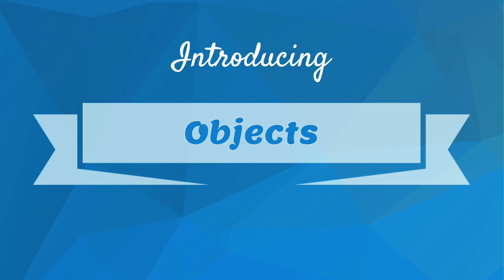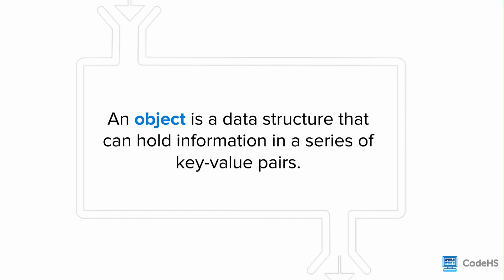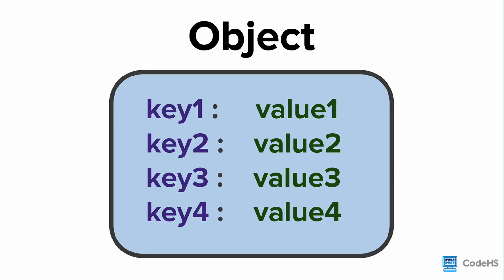Well, introducing objects. An object is a data structure that can hold information in a series of key value pairs, like a name and a phone number, or a word and a definition. Here is a visualization of an object, where each key is associated with a single value. There can be any number of these key value pairings, but each key name needs to be unique. We'll be able to add these pairings to an object and use the keys to access the values and even change them.